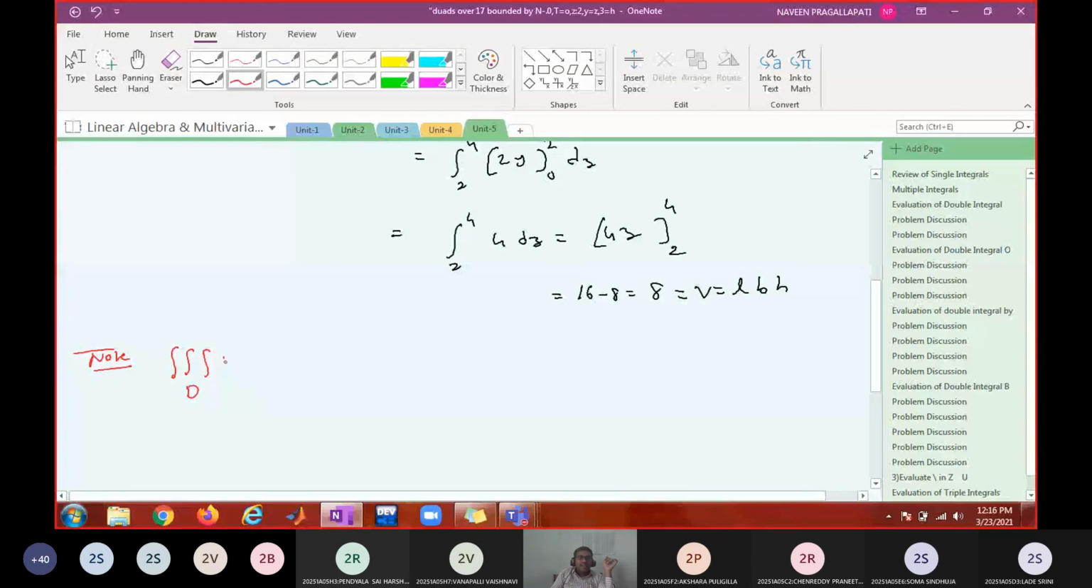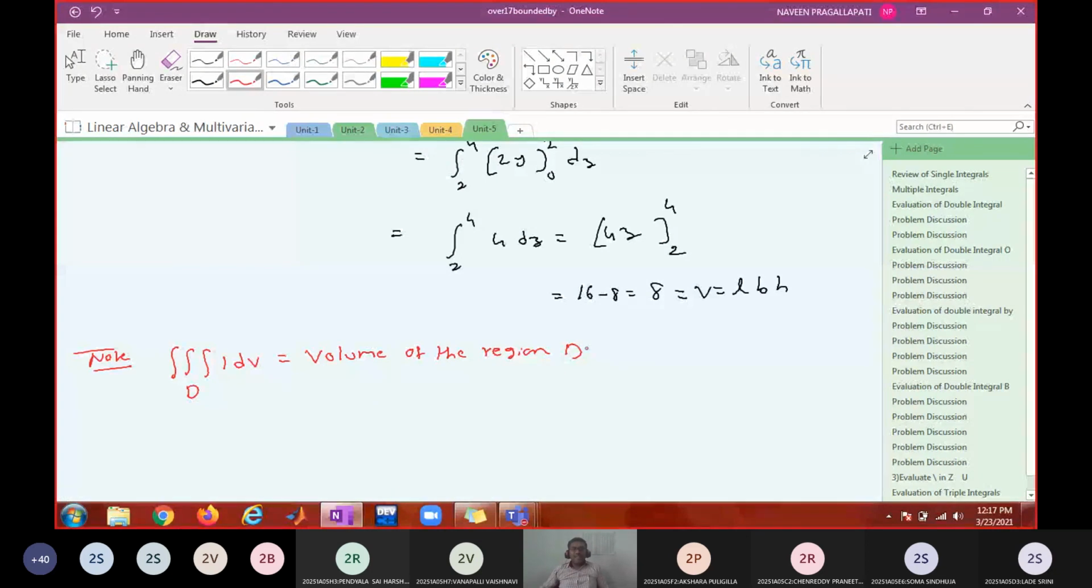The triple integral over D of 1 dV gives the volume of the region D. Make a note of it. Okay.